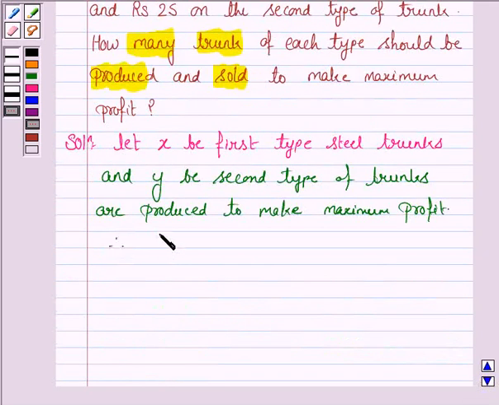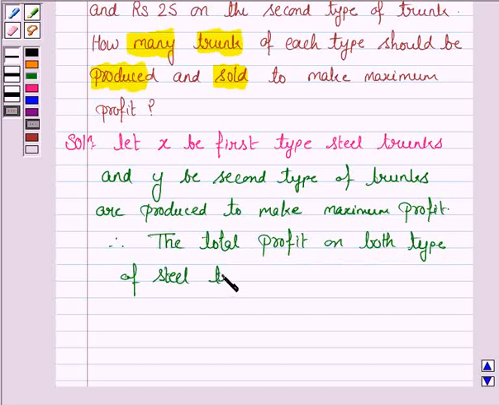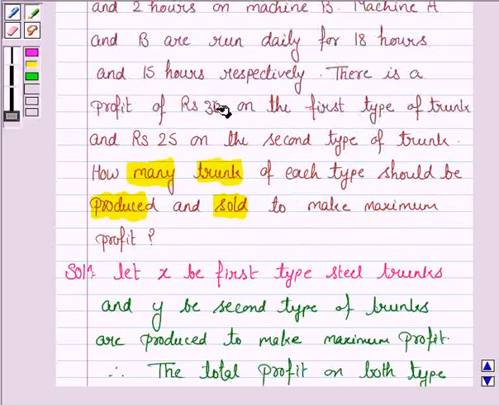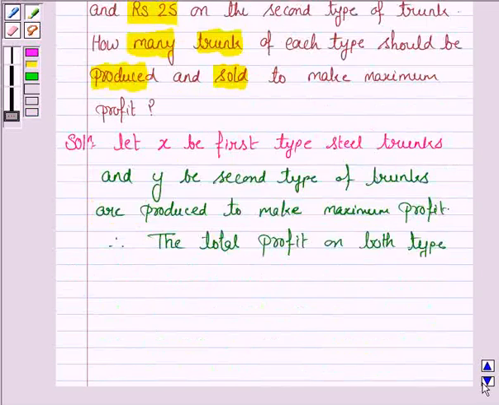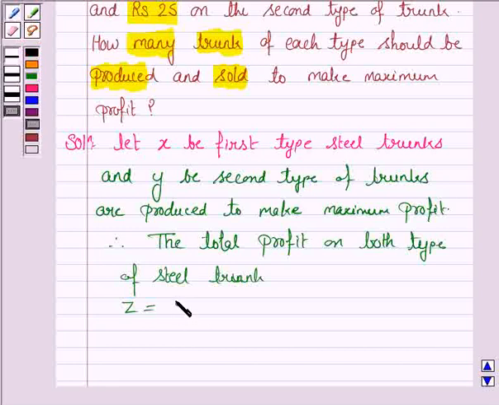Therefore, the total profit on both types of steel trunk, let this be Z. Now we are given that there is a profit of rupees 30 on the first type of trunk and a profit of rupees 25 on the second type of steel trunk. So the total profit is 30x plus 25y.